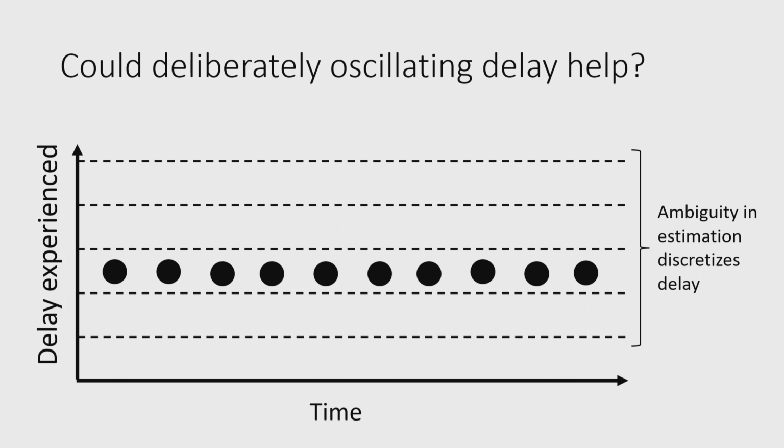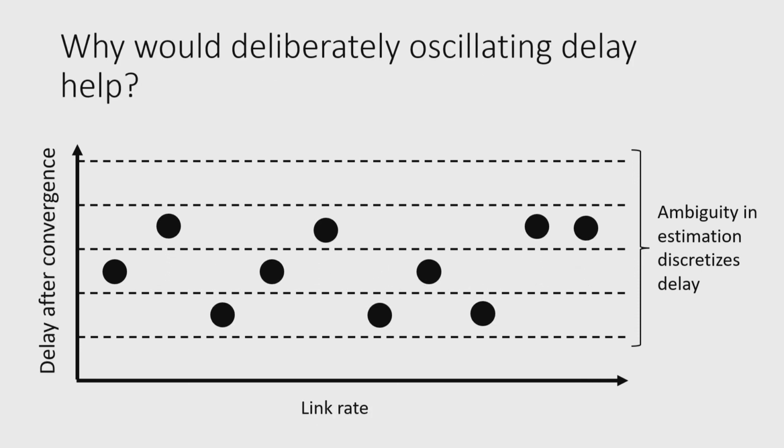So the reason we believe that deliberately oscillating the delay could help is that now it gets different bits of information each time. For instance, it could encode the link rate in the frequency of the oscillation, and that can map to an infinitely large range of link rates. And we do show some evidence in the paper that this could work.